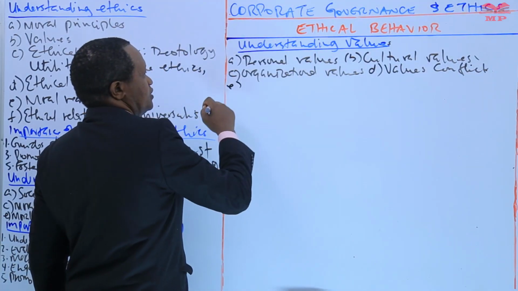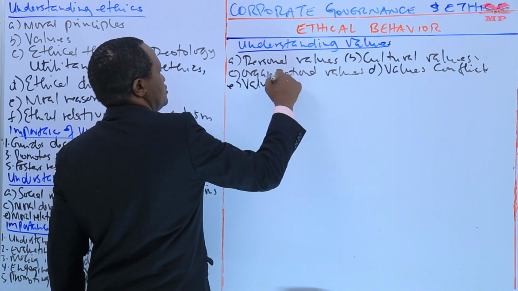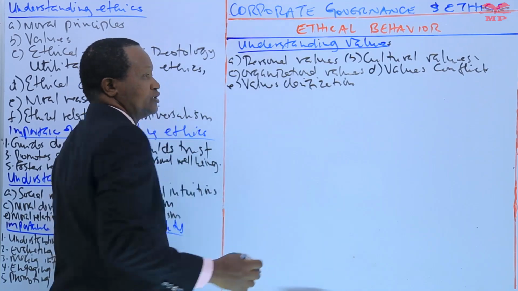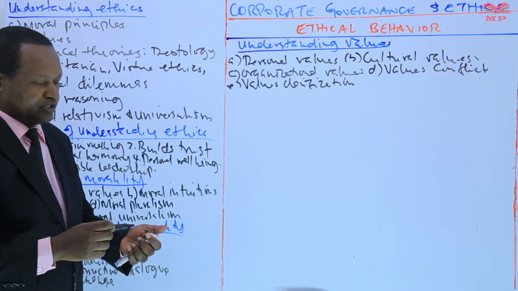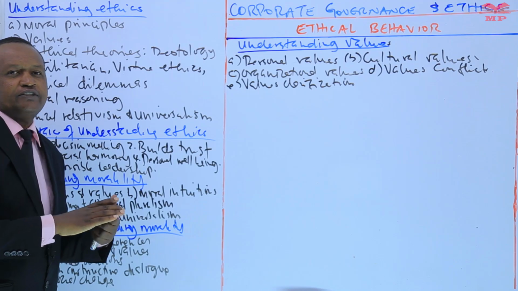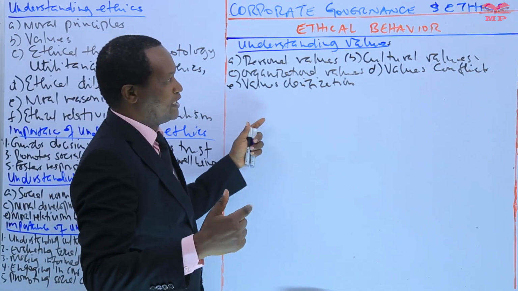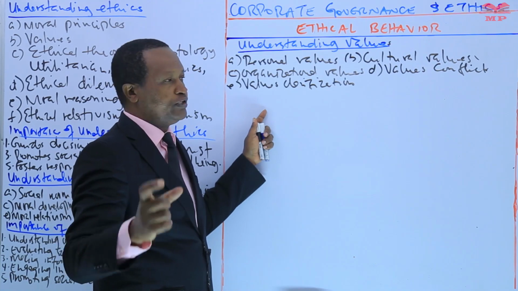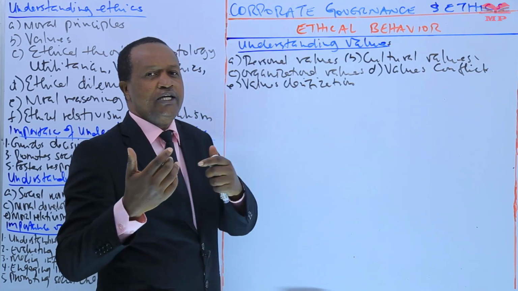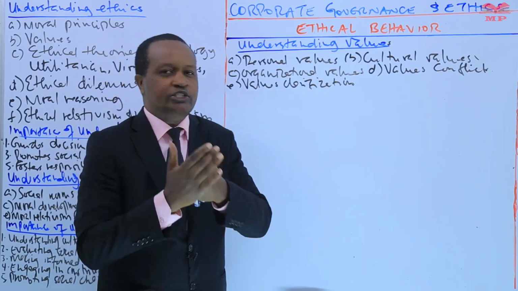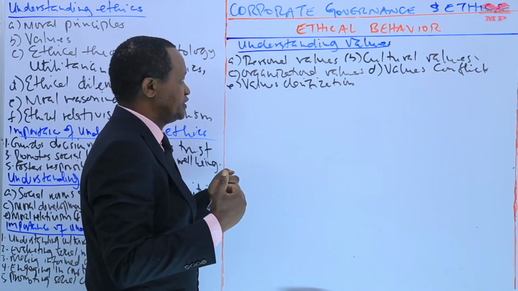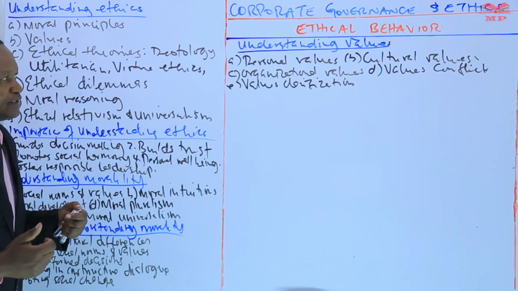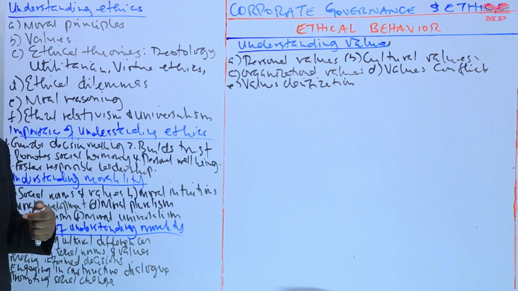Number 5, we have values clarification. The process of values clarification involves identifying and prioritizing our personal values, and that can help us make more informed and intentional decisions that align with our core beliefs. Values clarification is an aspect of understanding values.